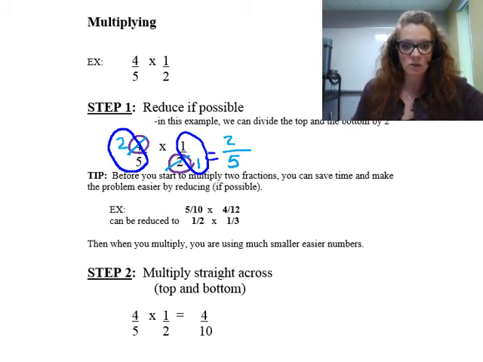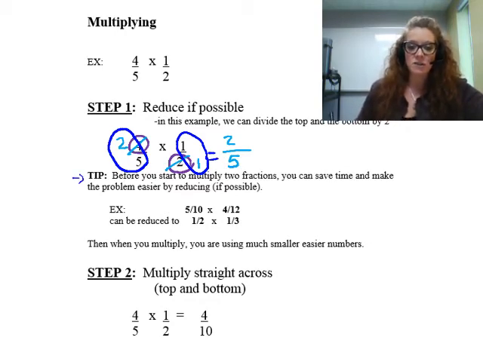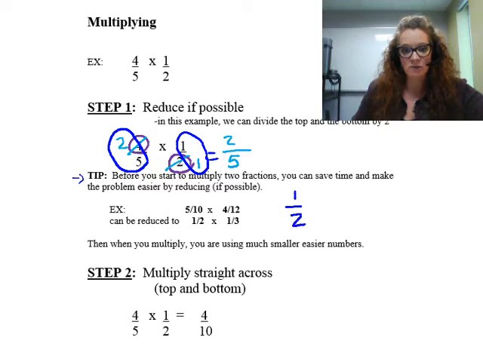So obviously what you had over here, the 2/5, it doesn't change. It equals 2/5. And the next tip here, before you start to multiply two fractions, you can save time and make the problem easier by reducing if possible. So let's say you had 5/10 times 4/12. 5/10 can be reduced to 1/2, and 4/12 can be reduced to 1/3. So sometimes you can reduce just that fraction. Okay. And then you're multiplying with a lot easier numbers.